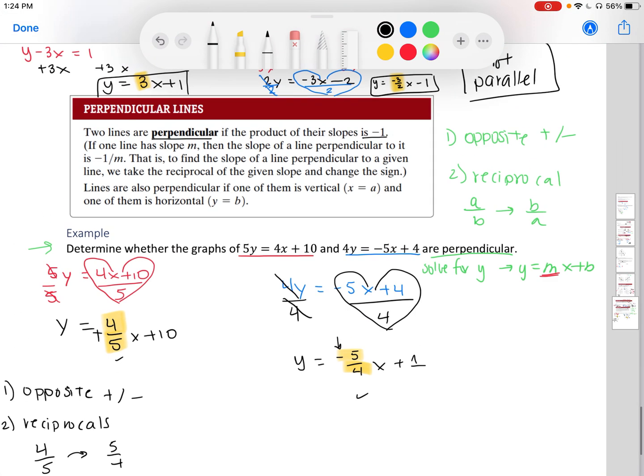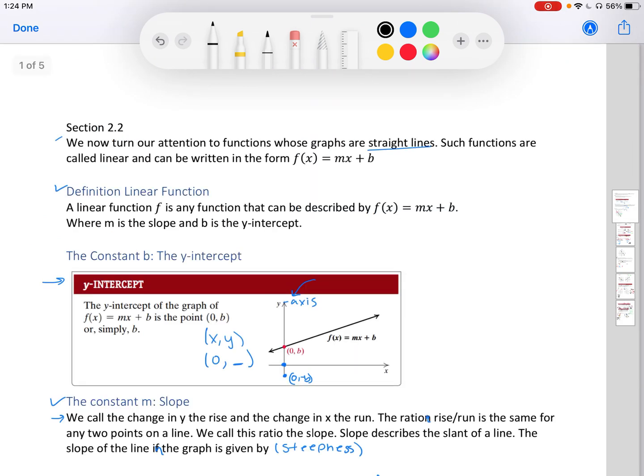All right, so this is about a chapter's worth of lines in one section. I hope this was just a refresher and you were able to recall a lot of what you learned about lines. Thank you.